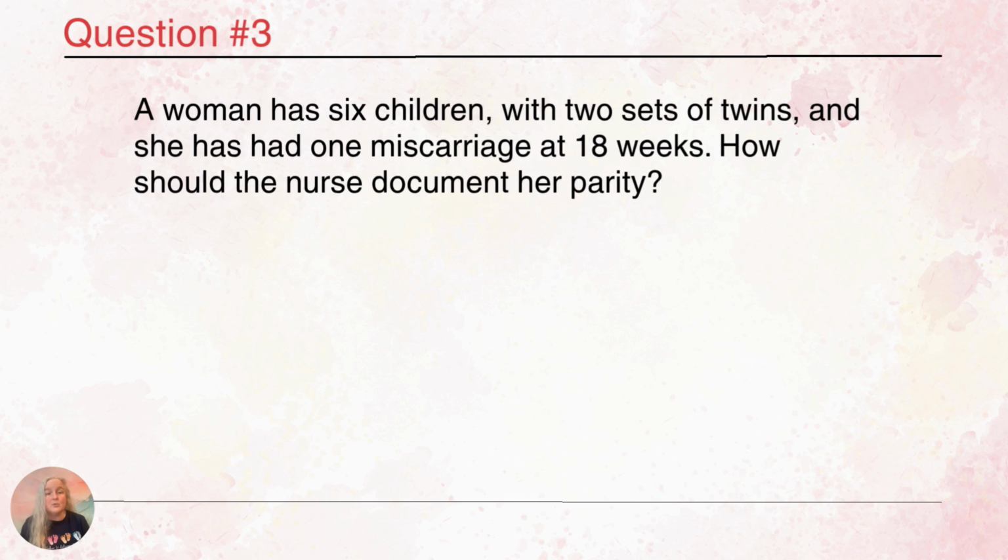So let's look at our next practice question. A woman has 6 children with 2 sets of twins, and she had one miscarriage at 18 weeks. How should the nurse document her parity? A, 2, B, 4, C, 5, or D, 6? The best answer for this question is B, 4.